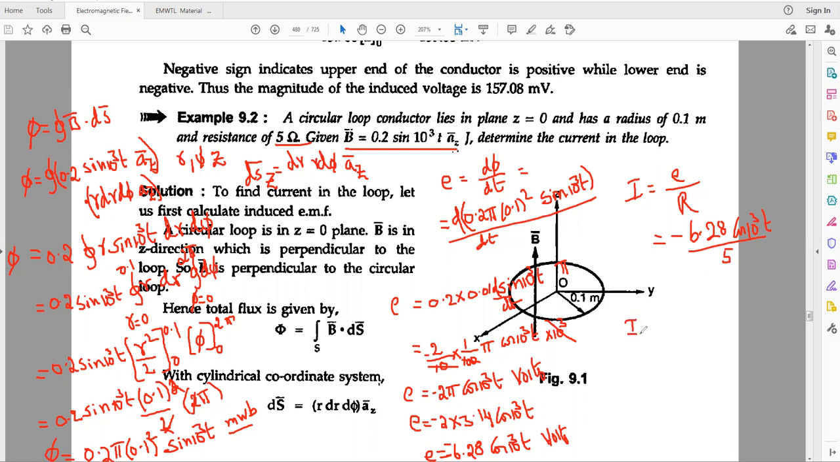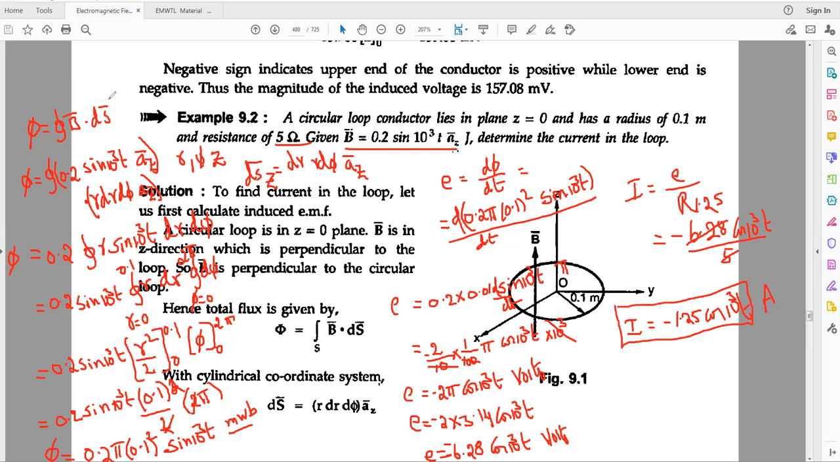Got it, my students? Therefore, the current I is equal to minus, you can calculate, 6.28 by 5, 1.25 approximately. I am writing minus 1.25 cos 10 cube into t. The current is in amperes.